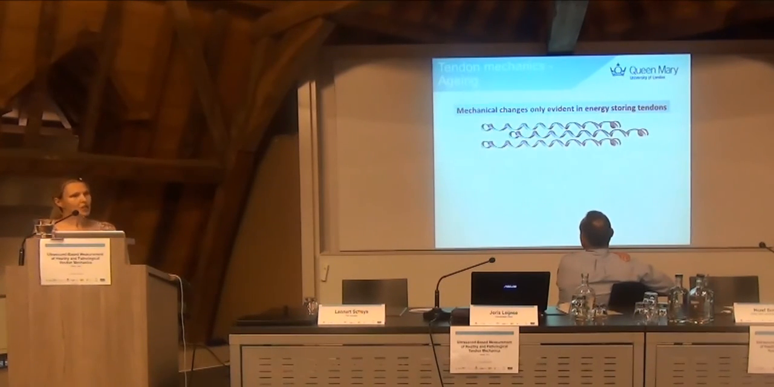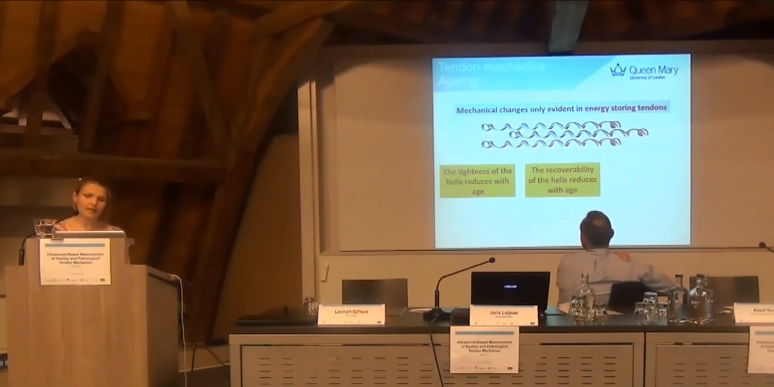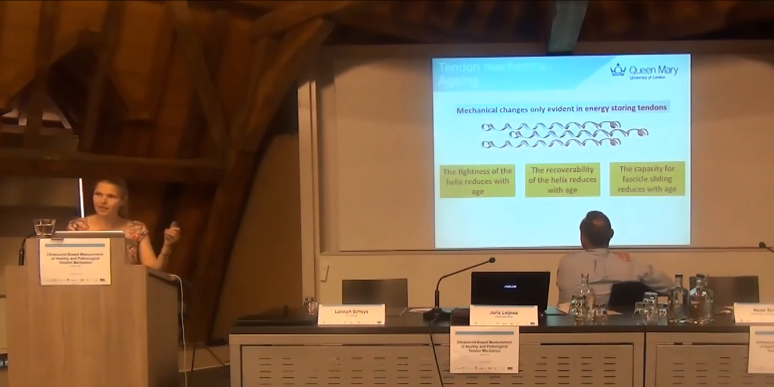So it seems actually that if we piece that together as well, we only saw mechanical changes with age in energy storing tendons, not positional tendons, but we saw the tightness of the helix starting to reduce, the recoverability of the helix started to reduce, and the capacity for fascicle sliding also started to reduce with ageing. All of those specialisms we found in the energy storing tendon, all starting to taper off.